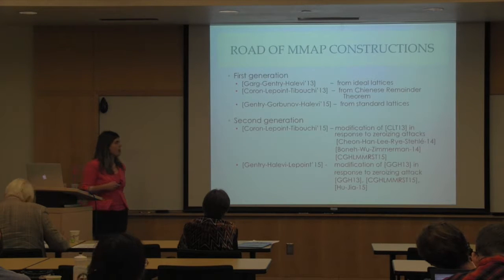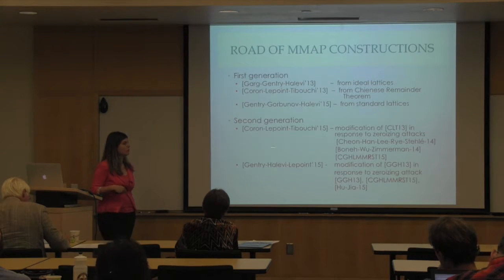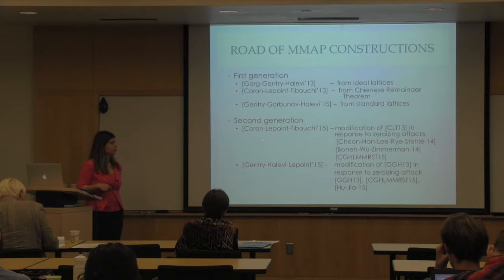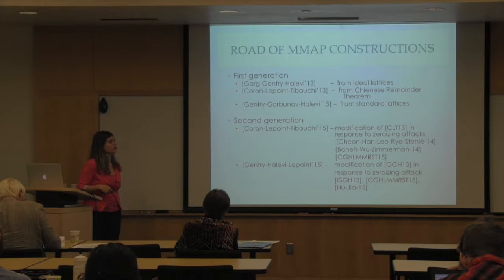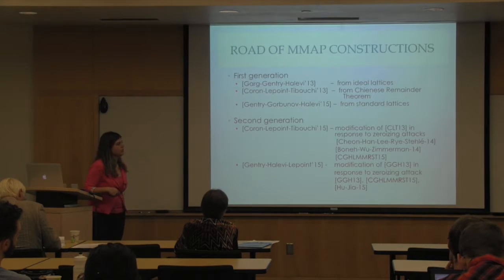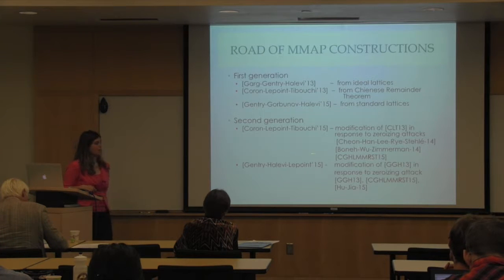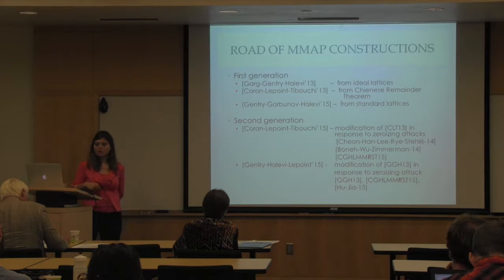of these constructions were shortly after attacked and broken to different extents. So the first construction of multilinear maps, the first attack on this construction was given by Hu and Jia. Later, Bonnet and Zimmerman extended this attack, and also our work, which I will be talking about during this presentation, extended even further this attack on the construction.